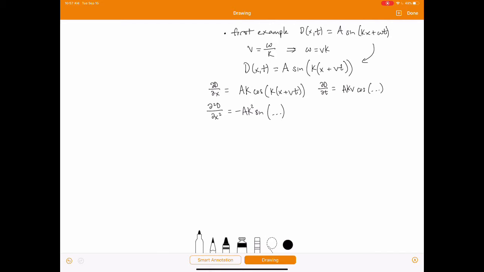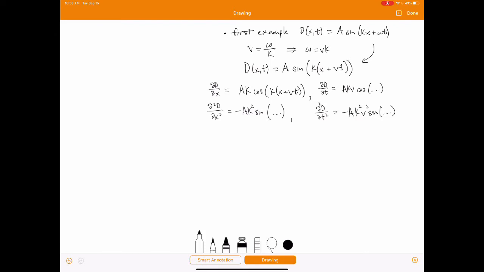Okay? And then if I do it again, take the derivative with respect to time again, do the second derivative. Well, just like before, I have a times k times v out front. And cosine goes to negative sine. And if I take the derivative of what's inside the cosine function, I get another factor of k and v coming out to the front. So those will both be squared now.